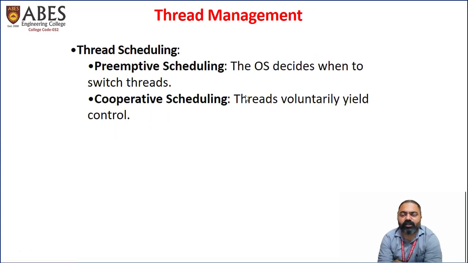Thread scheduling: preemptive and cooperative. In preemptive scheduling, the OS decides when to switch threads. In cooperative scheduling, threads voluntarily yield control, meaning the OS will not decide, they decide mutually.